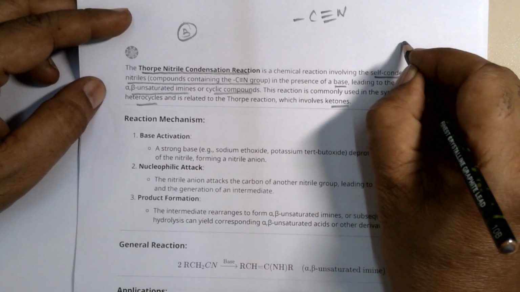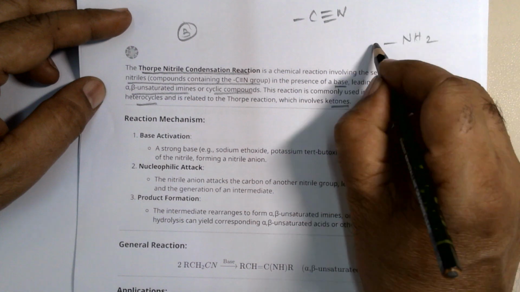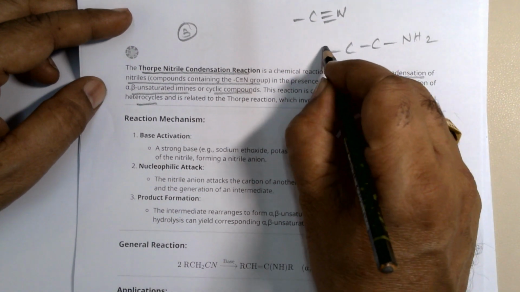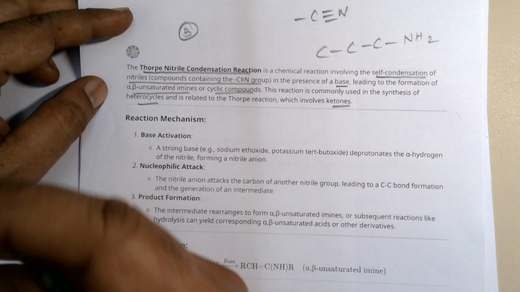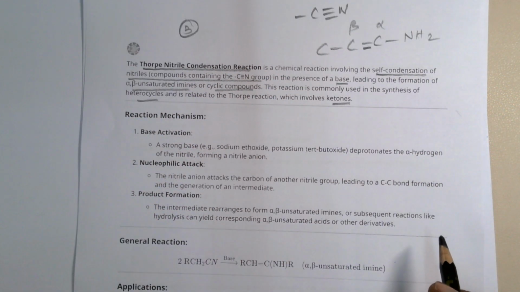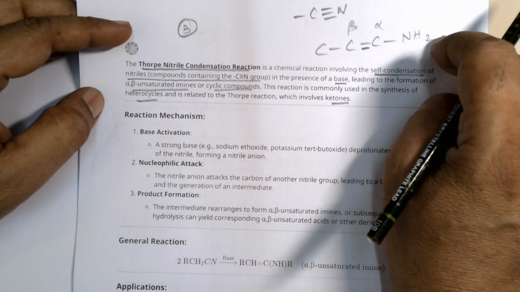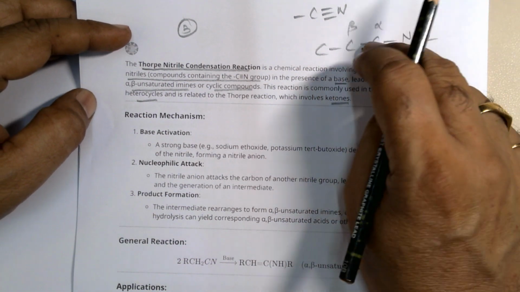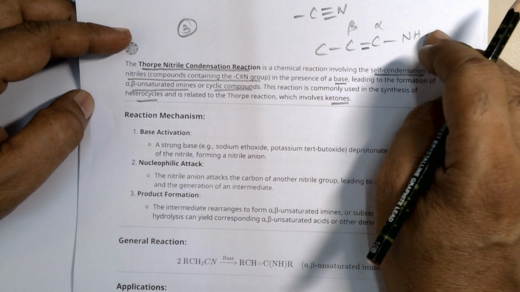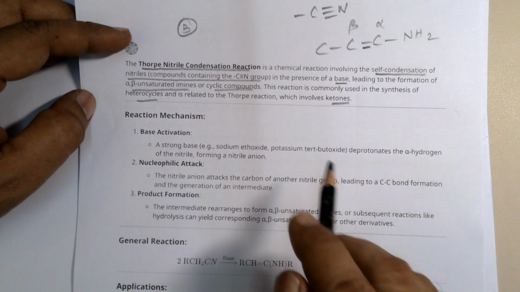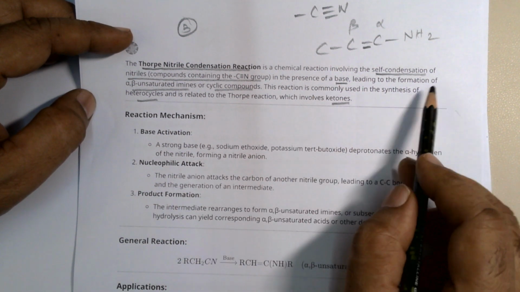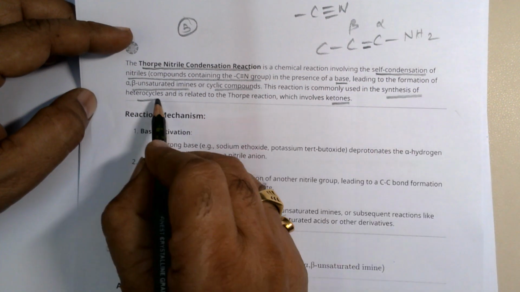For example, you have got some amino group like this, NH2. So here C, C, C. So this is a carbon chain. Now this is the alpha carbon. For the unsaturation, there is a double bond between alpha and beta, and that is why it's called alpha beta unsaturated. If it is an amine, you can say alpha beta unsaturated amine. If it is an imine, you can say alpha beta unsaturated imine, and it can be a cyclic compound also. Okay, right. Now the reaction is commonly used in the synthesis of heterocyclics.